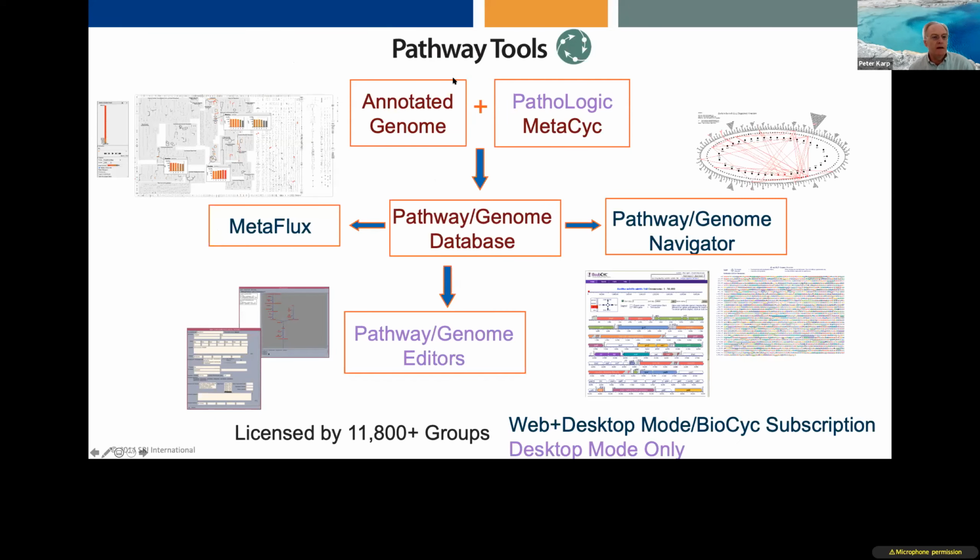Now, put another way, here's the basic information flow within Pathway Tools. You feed in an annotated genome. It creates a new pathway genome database. And once you have this database, the database can then be searched and visualized and analyzed using the Navigator tools. The Navigator is one of the main components of Pathway Tools. The editor tools can be used to update the database. And then the MetaFlux tool is what's used to create metabolic models from the database, quantitative metabolic flux models.